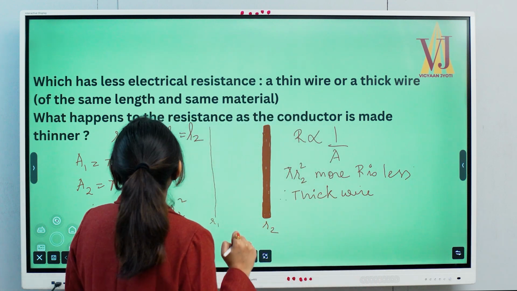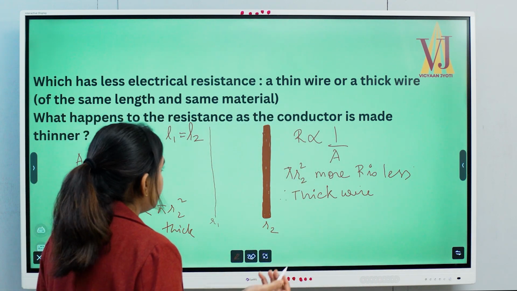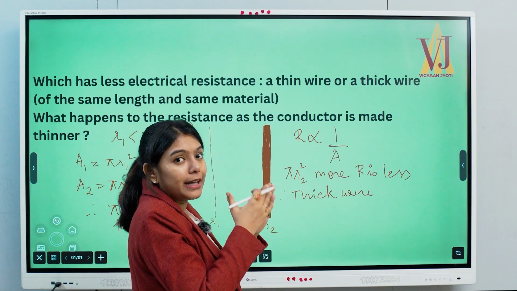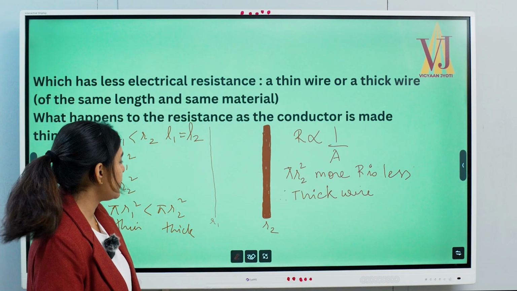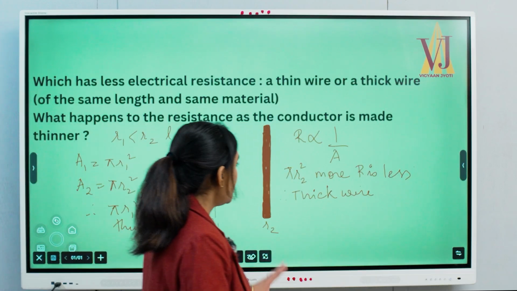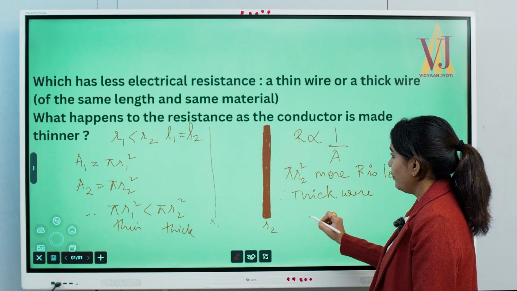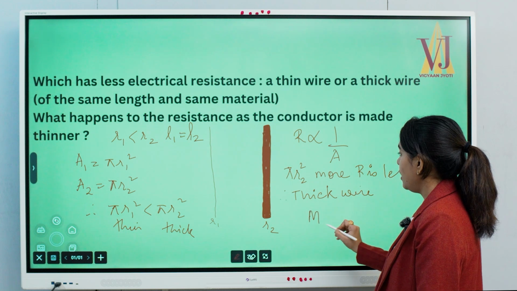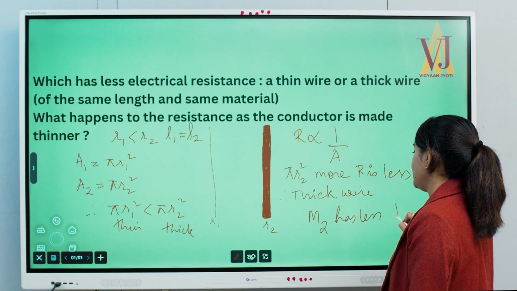Next question: what happens to the resistance as the conductor is made thinner? Obviously if it is made thinner, the resistance will increase, right? This I'm not writing, I know that, I just don't want to confuse. Understood? So for the thick wire, R will be less. That means material 2 has less resistance.